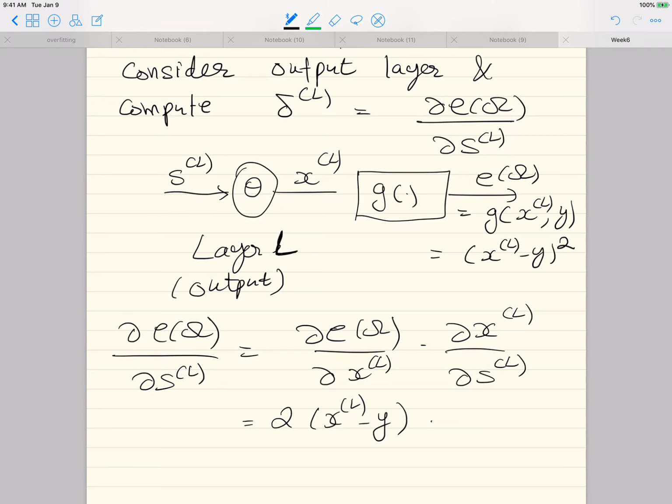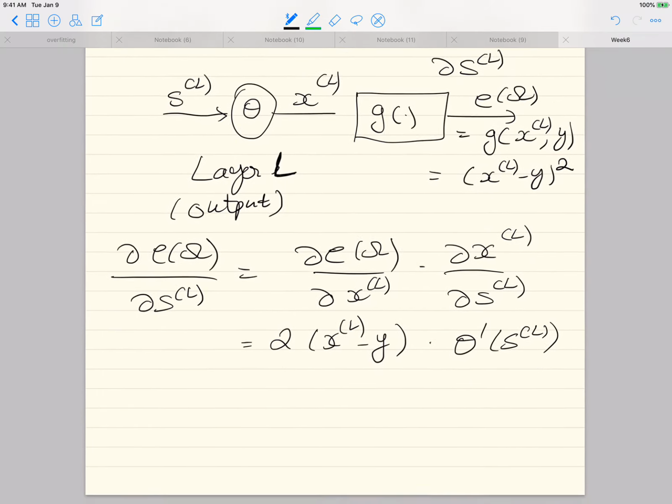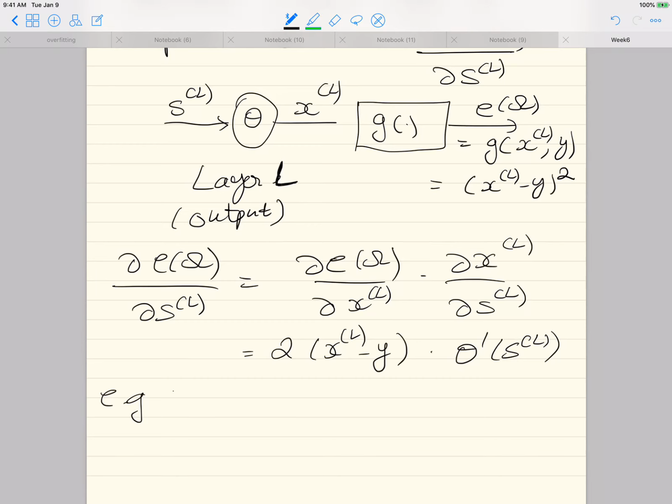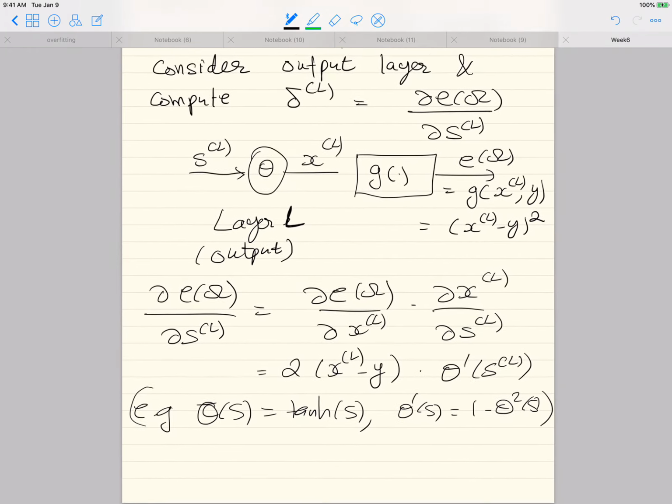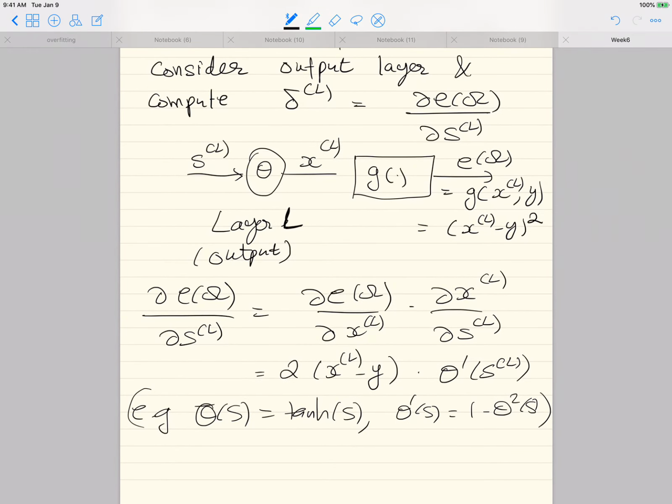Well, it's just a derivative of the activation function. We'll just write it as theta prime of sL. So for example, for tanh functions, if theta of s is tanh, then theta prime of s is 1 minus theta square of s. Typically, the activation functions will be chosen so that all these derivatives are very nice. So tanh has a closed form derivative, which you can show is this.